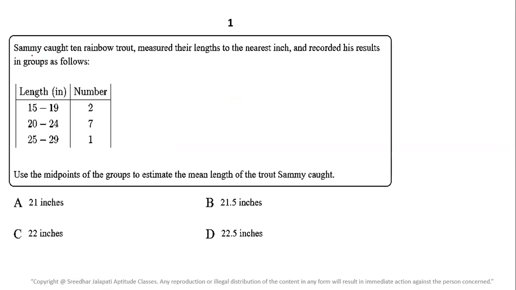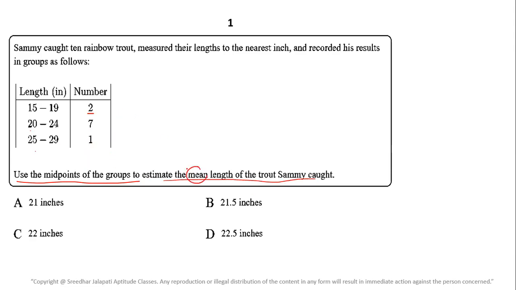Here is the question. Sammy caught 10 rainbow trout, measured their lengths to the nearest inch, and recorded his results in groups as follows. It's a table like this. The first column indicates the length: for 15 to 19 inches, he measured 2 rainbow trout, whereas for 20 to 24, 7 rainbow trout, and for 25 to 29 inches, 1. Now use the midpoints of the groups to estimate the mean length of the trout Sammy caught. So you're asked to find the mean.